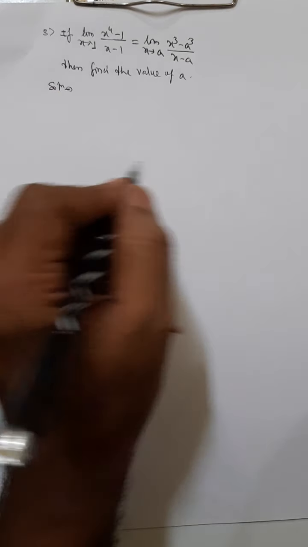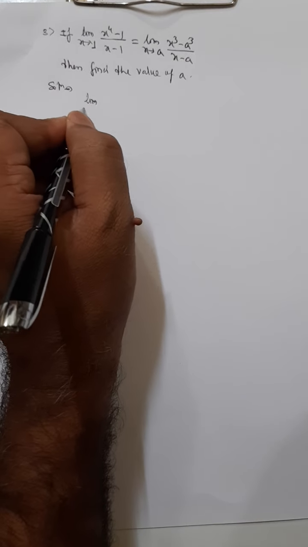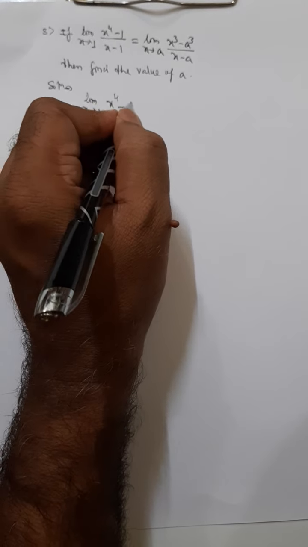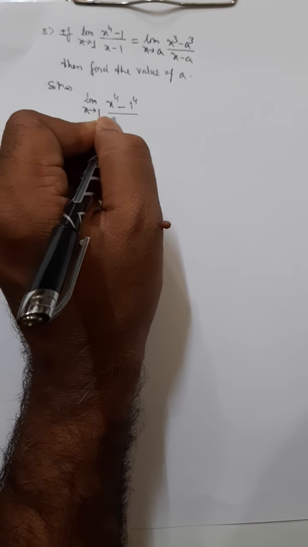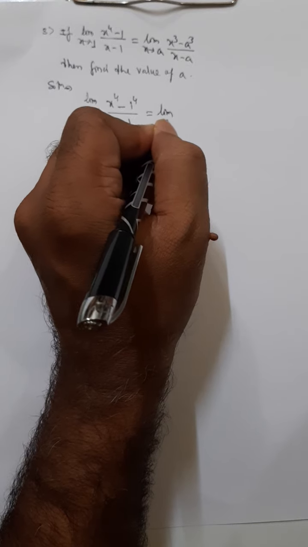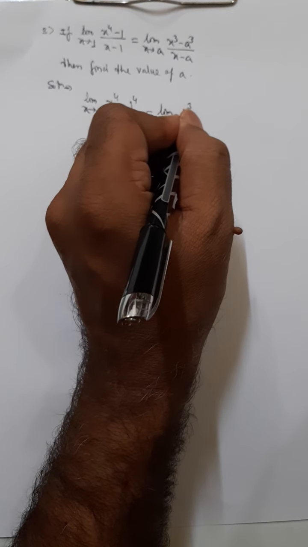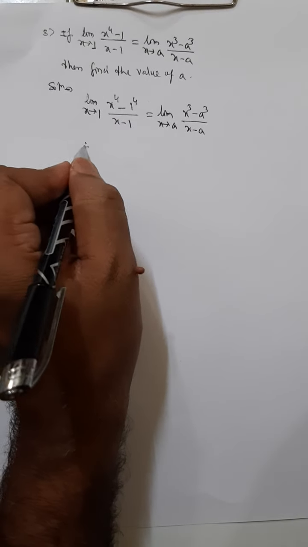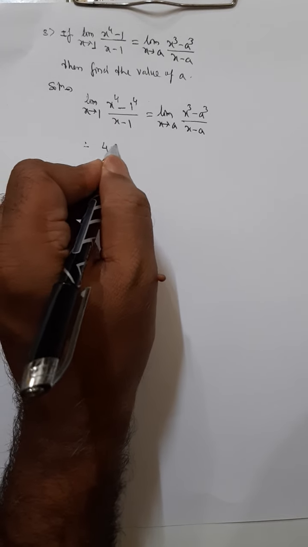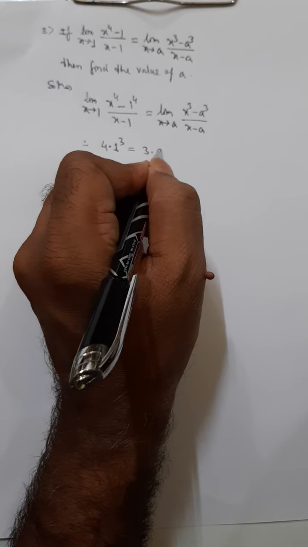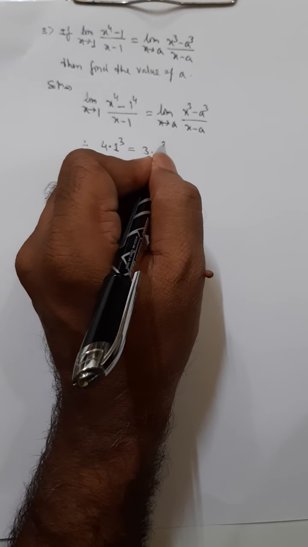See the solution. The given problem can be written as limit as x tends to 1, x to the power 4 minus 1, where 1 can be written as 1 to the power 4, since 1 to any power is 1, divided by x minus 1, is equal to the limit as x tends to a, with the right side the same, x cube minus a cube divided by x minus a. Then we apply the formula: multiply by the index. The index is 4, and 4 minus 1 means 3 here. On the right, the index is 3, and subtract 1, 3 minus 1 means 2.